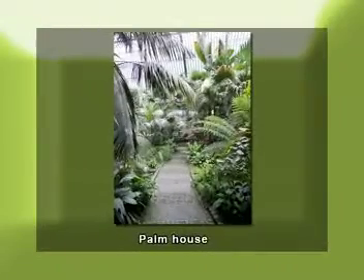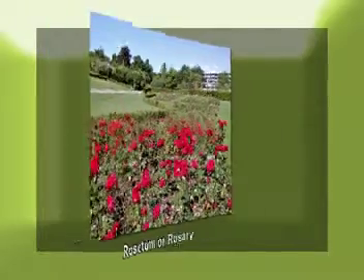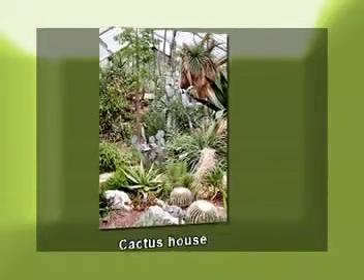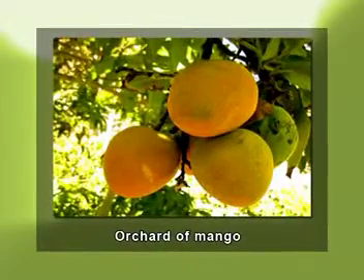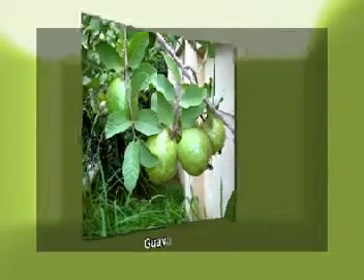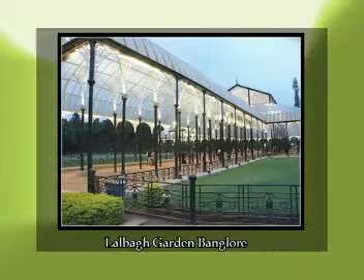The main garden covers an area of 30 kilometers and is famous for its palm house, fern house, rosarium, cactus house, orchid house, orchards of mango, and medicinal plant sections. Lal Bagh Garden, Bangalore.